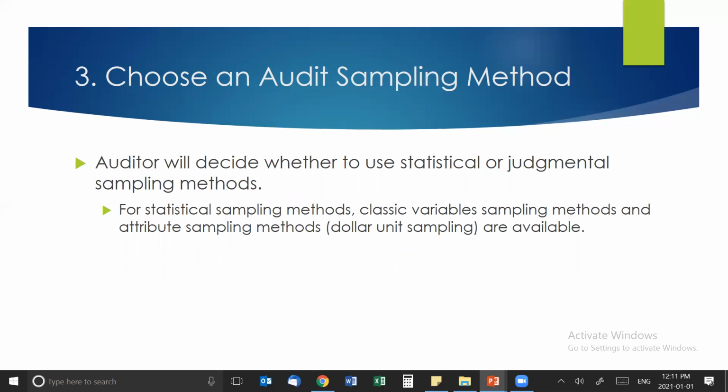Then you're going to choose an audit sampling method, either statistical sampling or judgmental sampling, whichever one works. So maybe for things that are above materiality, you want to do judgmental sampling to make sure you get the highest numbers, and then for the ones below materiality, you can just randomly select those.